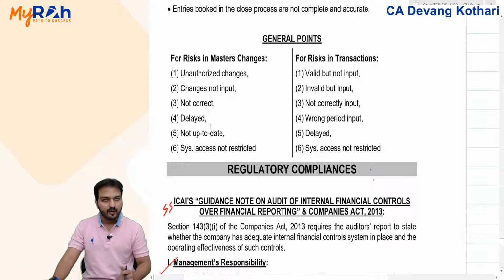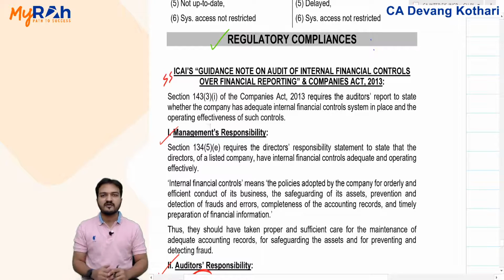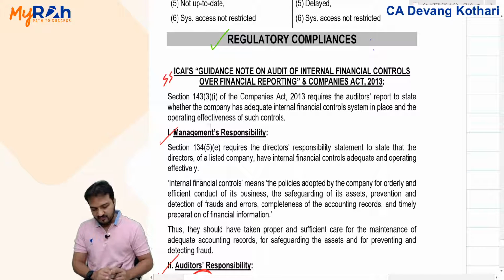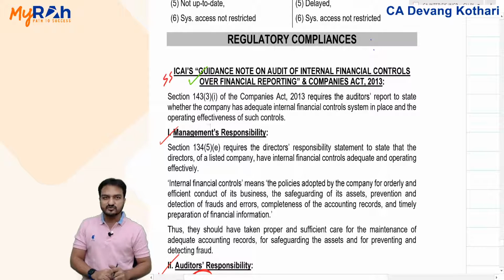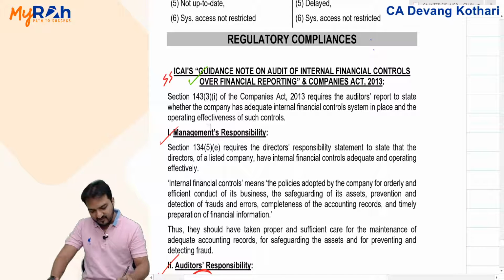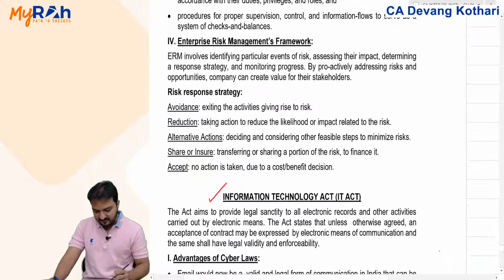These are the general points which I had mentioned. Last part of the chapter was regarding regulatory compliances. Certain regulatory compliances, I am not discussing all of them. You will have to read them on your own. Guidance notes given by some institute and all that you will read. Management responsibility comes from the Companies Act and all. Auditor's responsibility also comes from the Companies Act.